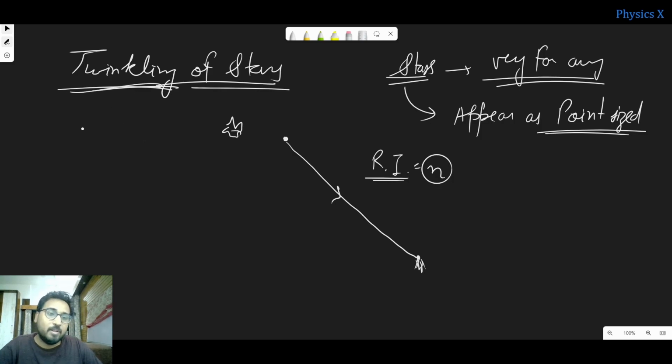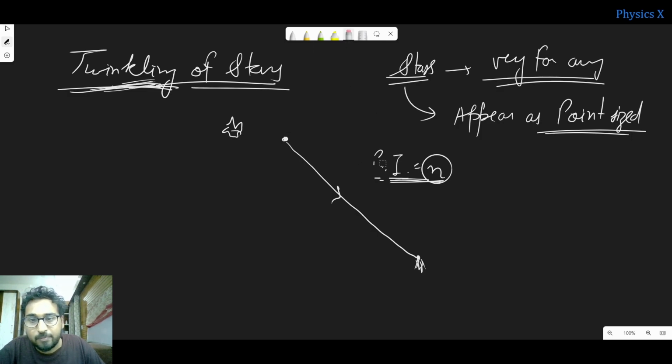Twinkling means what? At one time instant, the star becomes bigger and smaller, or its position keeps on changing. That is why the apparent position keeps on changing, and that's why you see this twinkling effect. Now let us see how it has happened. Suppose there is only one material, then the refractive index will be a constant, and there will be no twinkling.